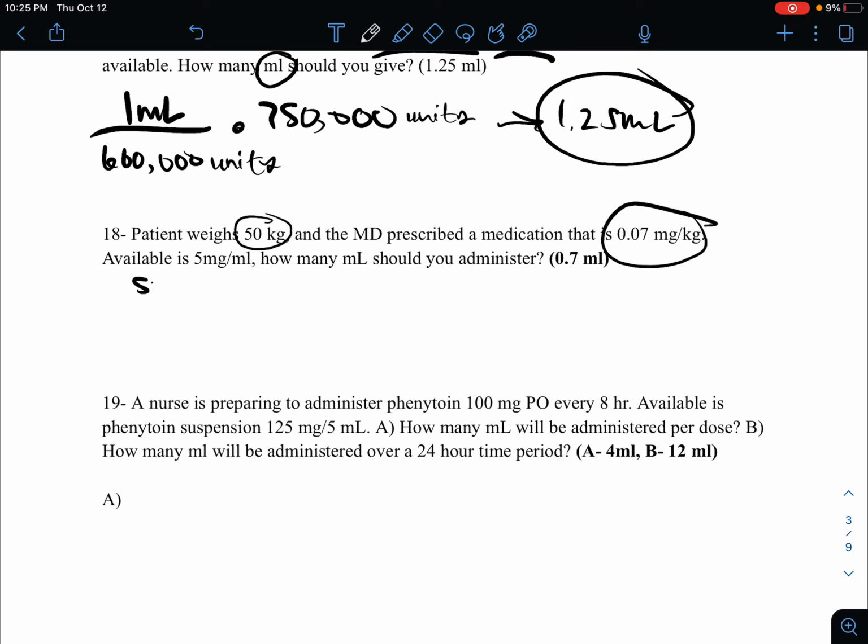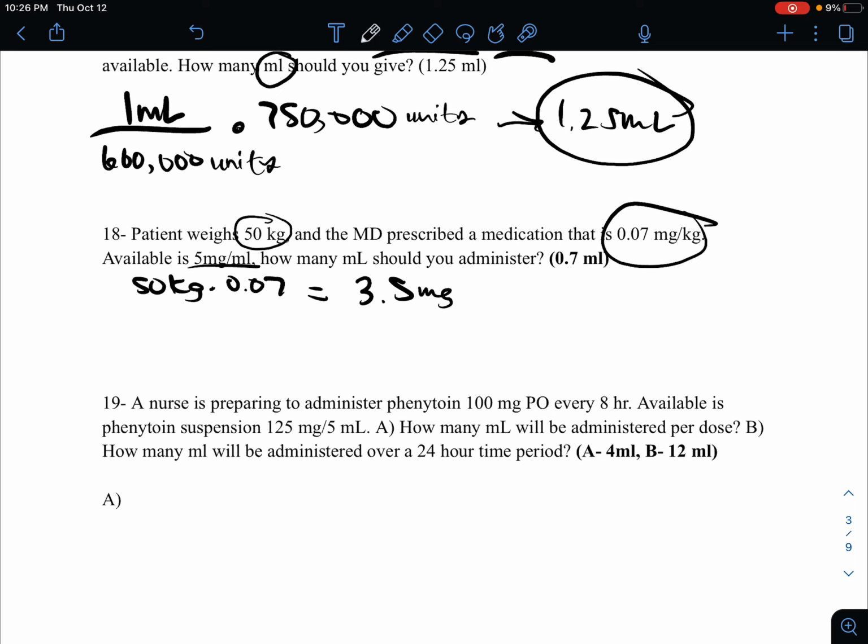So let's do 50 kilograms times 0.07, because it's milligrams per kilogram. Let's go ahead and do our math right there. 50 times 0.07 equals, I did something completely wrong. 50 times 0.07 equals 3.5. There we go, because I divided it and got some crazy number. 3.5 milligrams of medication. Okay, and available is 5 milligrams per milliliter.